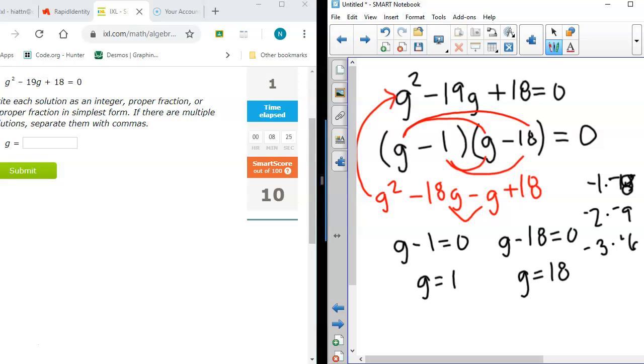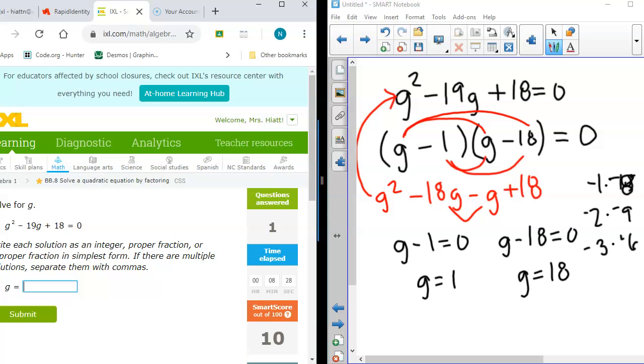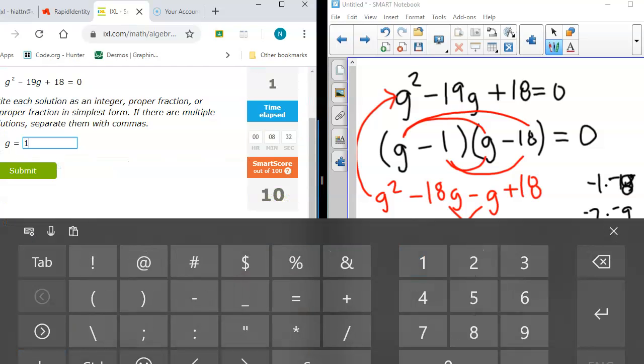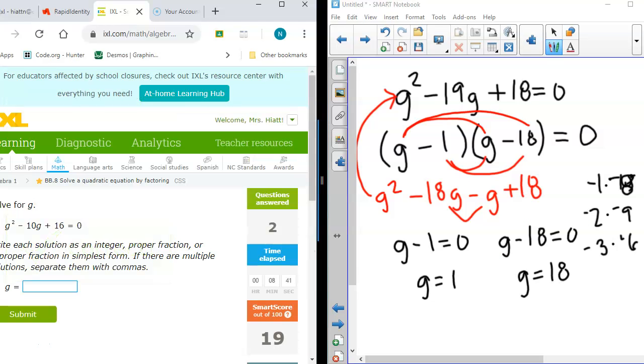Perfectly fine if you want to do that part in your head. Let's type in our answers real quick. 1, 18, and that one is correct.